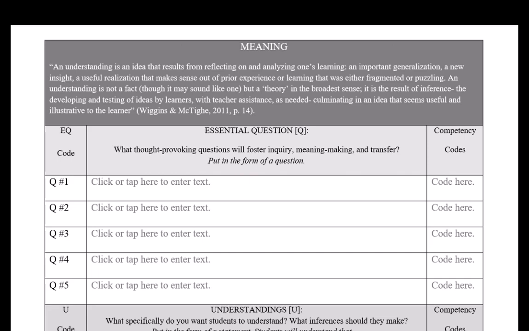In this section, we will list our essential questions. These should not be simple factual questions, but they should facilitate transfer. Again, we want to list the standard or competencies that our questions apply to in the right-hand column. We will list the standards and competencies by the code from the Standards and Competencies section.